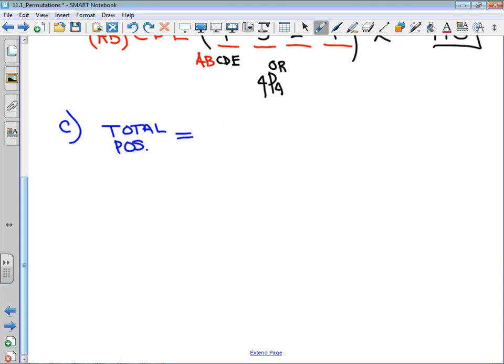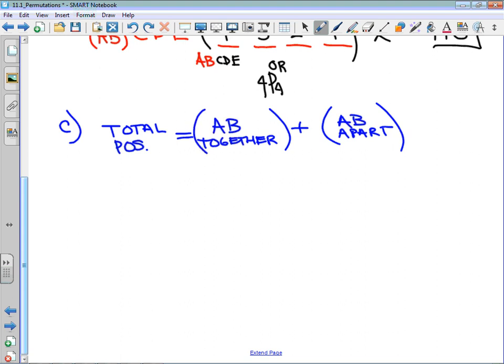Now, those 2 are going to be A and B together, plus A and B apart. I hope we agree that if we think about the total possible ways of sitting, either me and my buddy are sitting beside each other or we're not sitting beside each other. That covers every possible scenario. And the reason that's so important is we can treat these, because they are just numbers, and manipulate them to solve for how many possible ways there are for A and B to be apart.